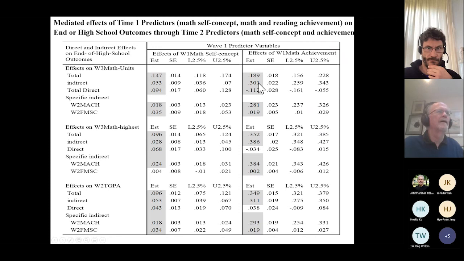For the math achievement, the effects are mostly indirect. The direct effects, this one is actually significantly negative, although it's got a substantial standard error, and these are non-significant. But that's not surprising because mostly the effects of time one math achievement are mediated through time two math achievement because that correlation was so high.